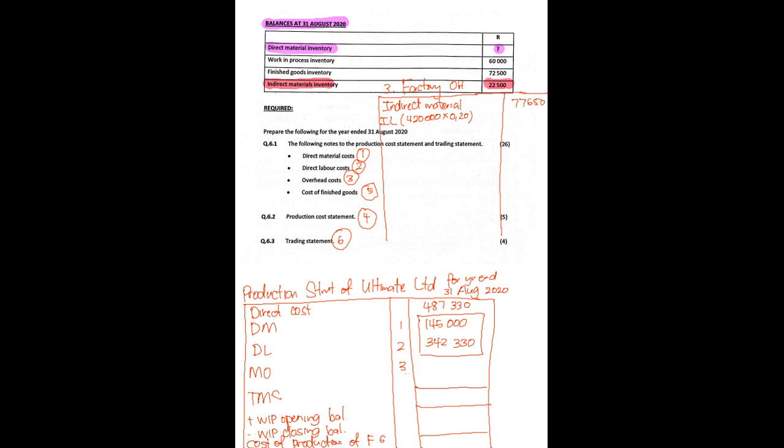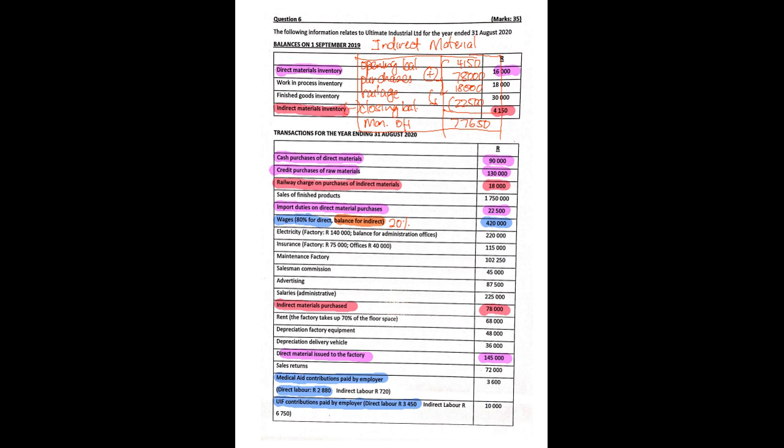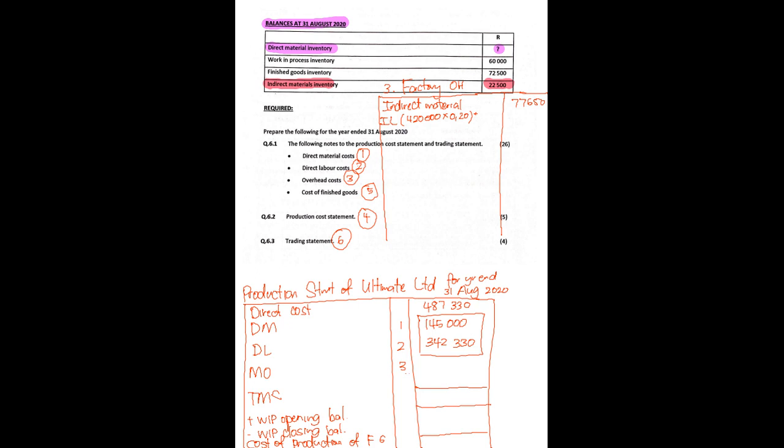So indirect labor is then 84,000, but you also need to look at was there any medical aid, UIF, and so on. So here, let's look at if there was. There was medical aid and UIF. So medical aid was 720, UIF for indirect labor was 6750. So add on the 720 and add on the 6750, and that tells you that your indirect labor is 91,470.